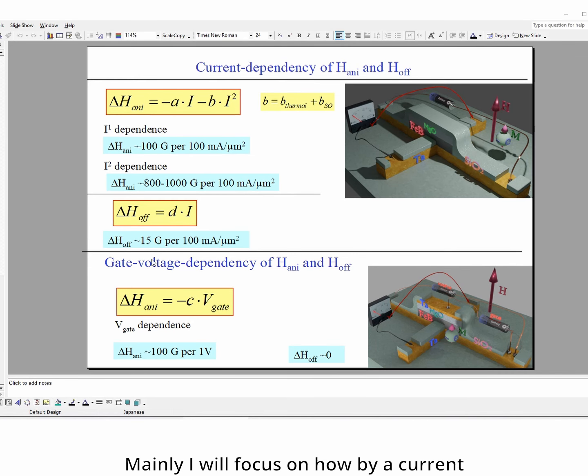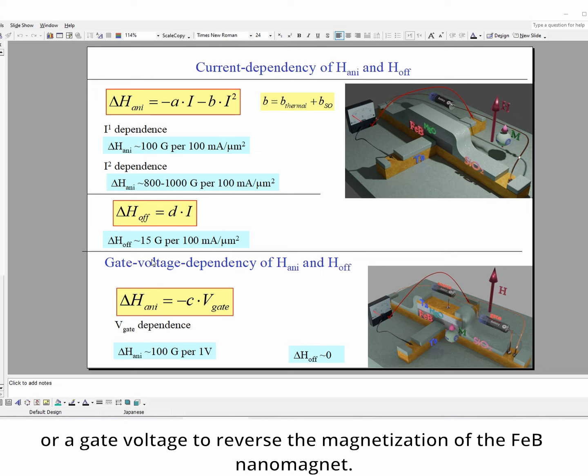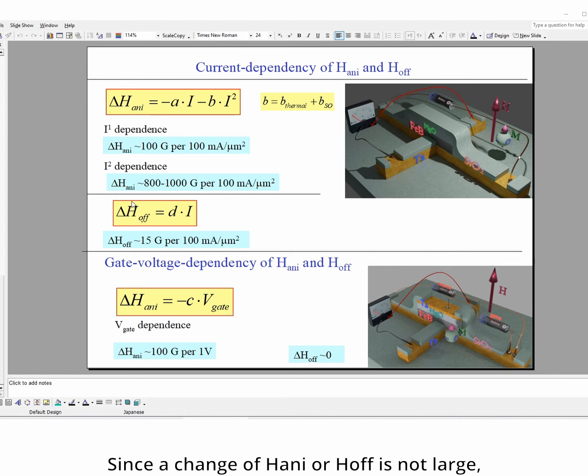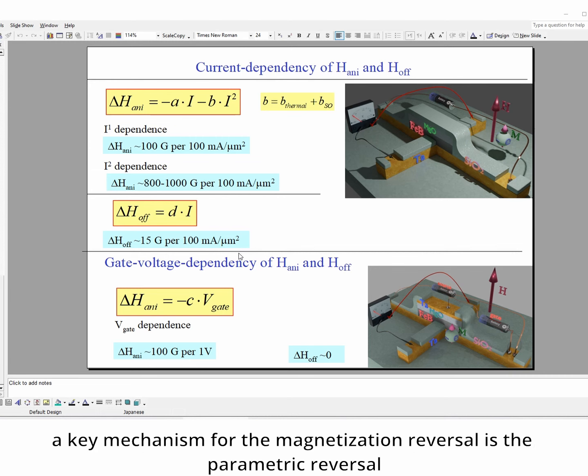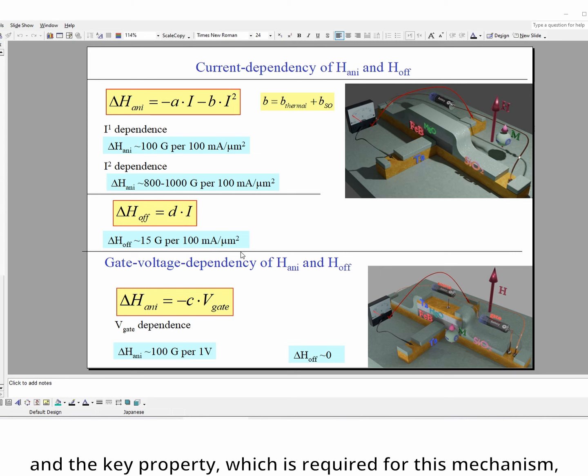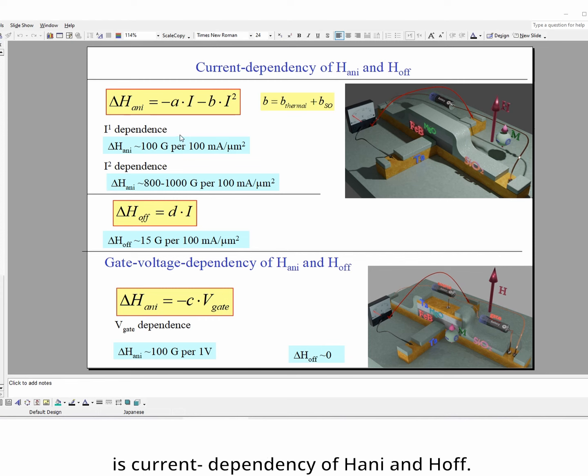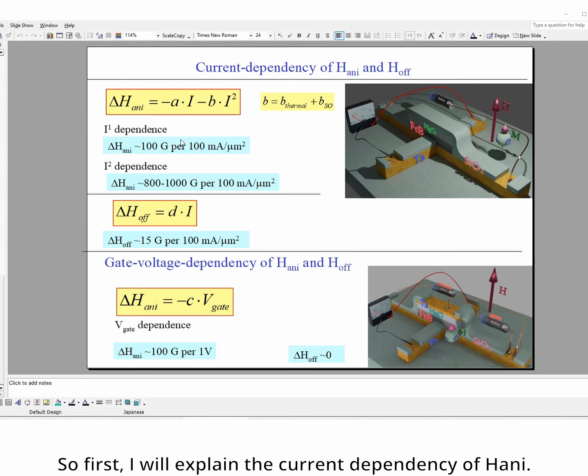Mainly I will focus on how, by current or gate voltage, to reverse the magnetization of iron-boron nanomagnet. Since the change of anisotropy field or offset field is not large, a key mechanism for the magnetization reversal is parametric reversal, and the key property required for this mechanism is the current dependency of anisotropy field and offset field. So first I will explain current dependency of anisotropy field.